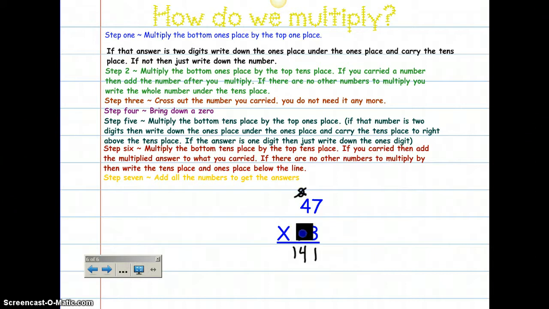I'm going to mark off this 2 because I don't need it anymore. And I'm going to slide this over. This could be a Post-it note or a piece of paper with some tape on it. I do recommend that it has tape on it so you can hold it in place while you're working. Now I reveal the 9. 9 times 7 is going to be 63. I'm going to bring down my happy face 0. And then I'm going to write down the ones place and carry the 6 to the tens place.